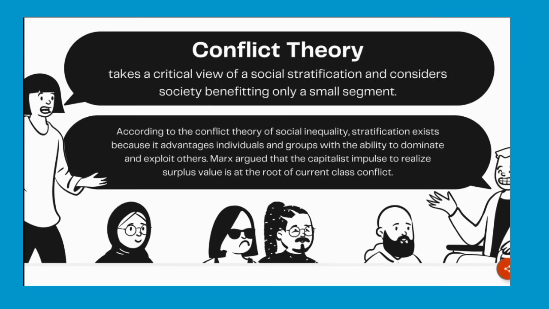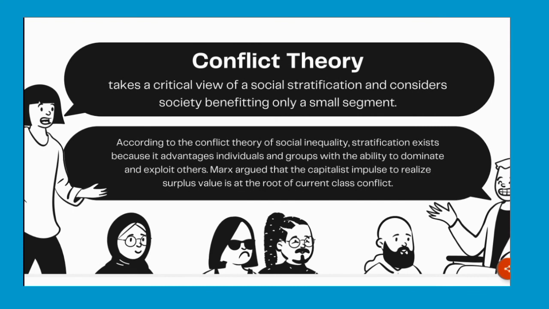Next is conflict theory. It takes a critical view of social stratification and considers society as benefiting only a small segment. According to the conflict theory of social inequality, stratification exists because it advantages individuals and groups with the ability to dominate and exploit others. Marx argued that the capitalist impulse to realize surplus value is at the root of current class conflicts.